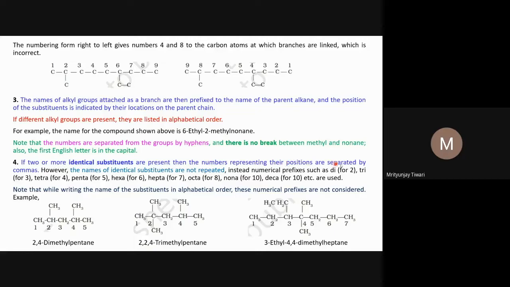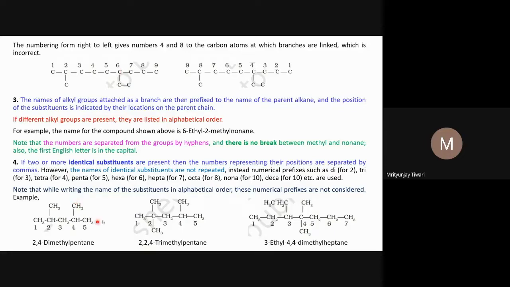Numbers representing their positions are separated by commas. However, names of identical substituents are not repeated. So we cannot write 2-methyl and 6-methyl, because we would be repeating the methyl groups again and again. Instead, we write dimethyl, with the positions written as 2,6-dimethyl. So 2,6-dimethylnonane means two methyl groups are there in the compound as branches, and these two methyl groups are attached to the parent chain at the second and the sixth position.